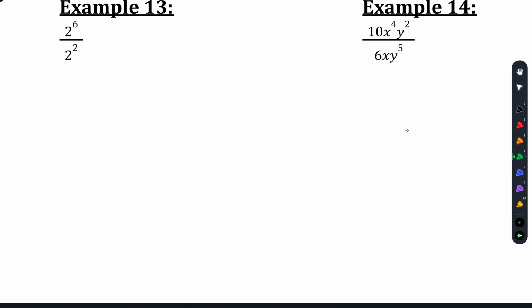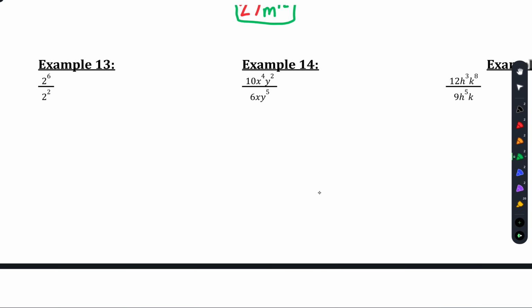When I look at example, where did it just go? How did it just disappear?